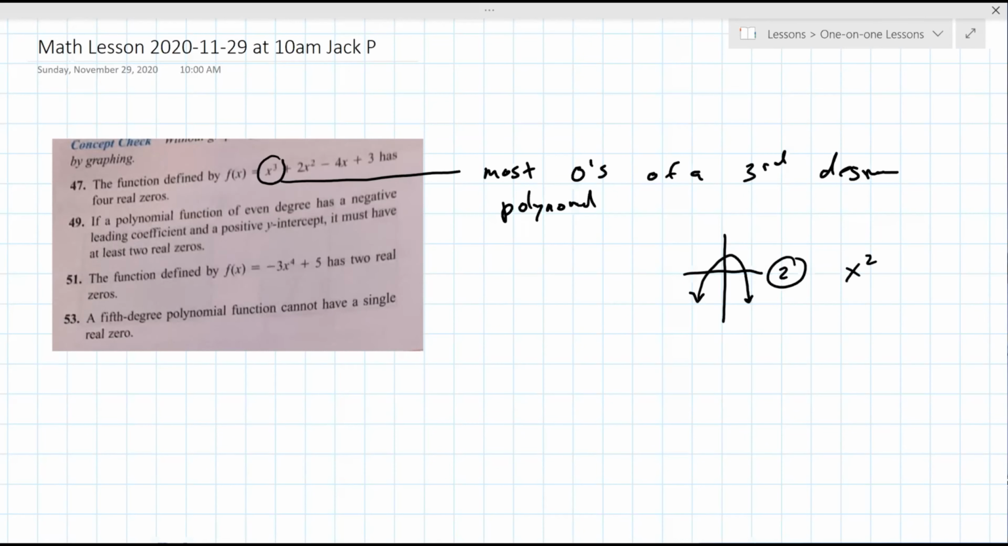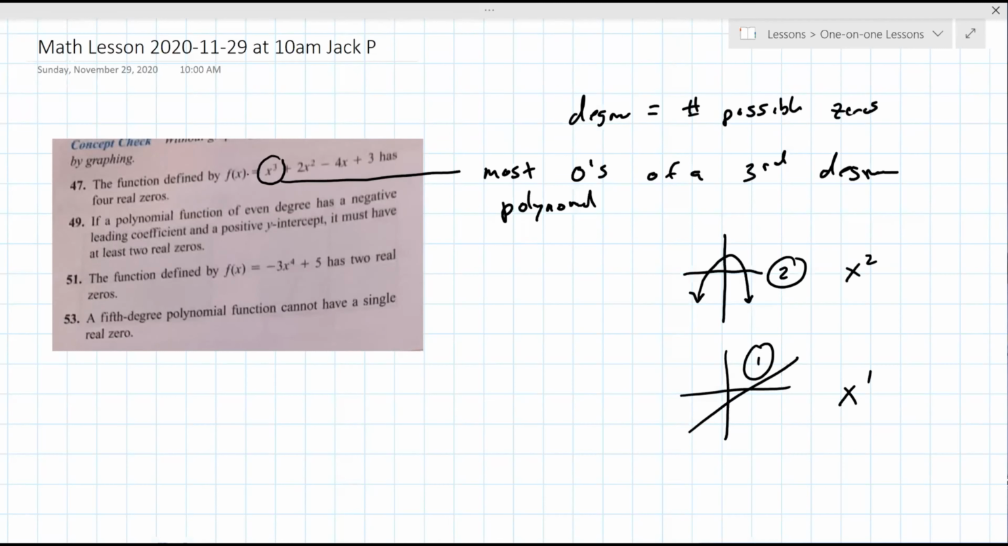As many times as it can. Two times, because it's x squared. All right. Think about x to the 1. How many times does it hit the x-axis? One time. Never mind. So the degree equals the number of possible zeros.